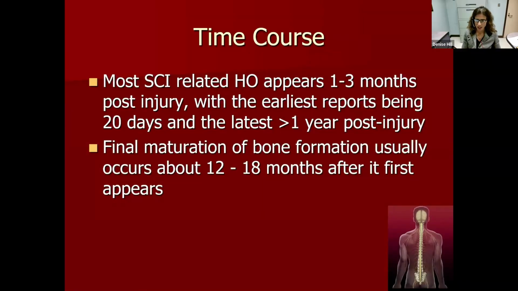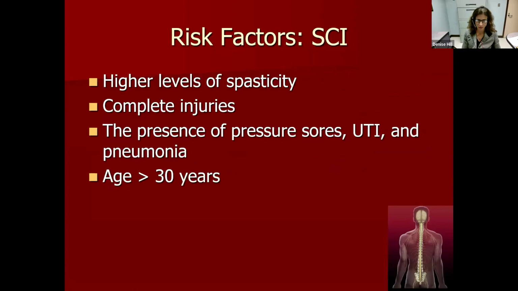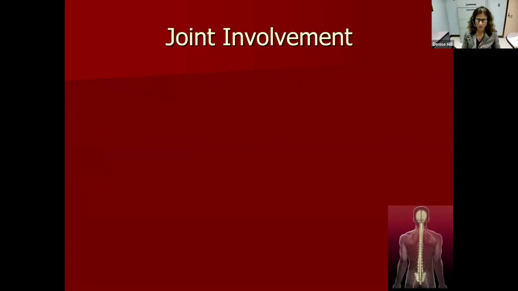Once it starts, it takes a while for it to come to a point where it's done growing, mature, hardened up, and is real bone. So 12 to 18 months generally. Risk factors in spinal cord injury: more spasticity, complete injuries, other problems, specifically pressure sores, UTI, and pneumonia. So all on the infection side of things, the inflammation side, and then older age.